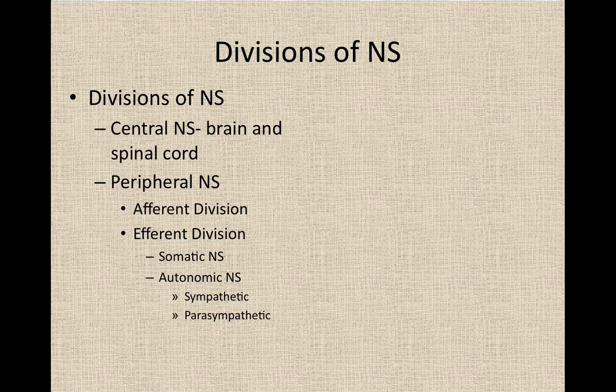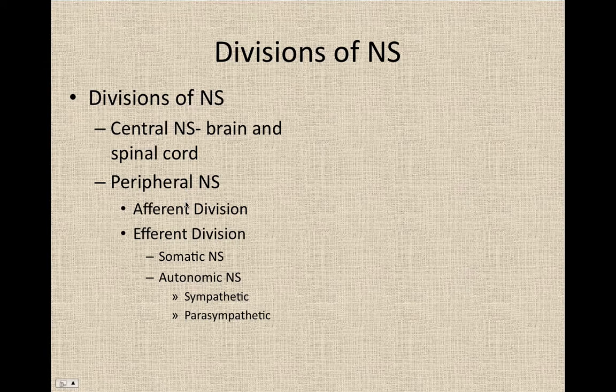So if it's not protected by the skull, and it's not protected by the spinal canal, the vertebral canal, then it is going to be part of the peripheral nervous system. So those are going to be the sensory and the motor neurons. So that's every neuron that is going to sense the environment and then react to it. Everything that is going to integrate would be part of the central nervous system.